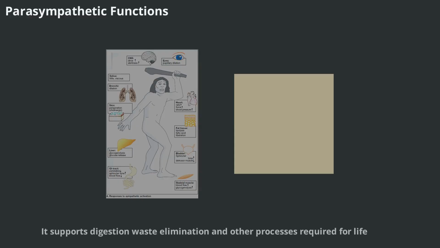In contrast, the parasympathetic nervous system is responsible for maintaining essential bodily functions, especially during rest. It supports digestion, waste elimination, and other processes required for life. Typically, it acts to balance or oppose the actions of the sympathetic system, being dominant in rest and digest situations. This balance ensures the body can recover and maintain internal stability after periods of stress.